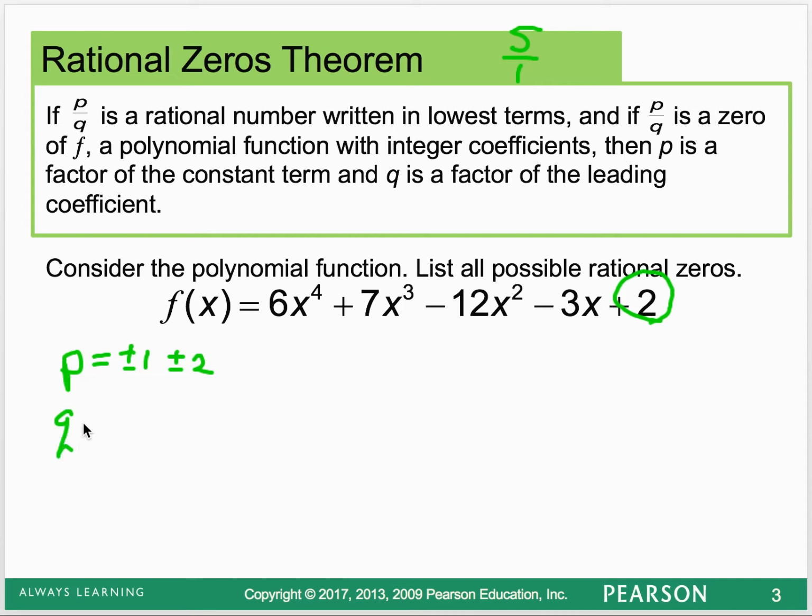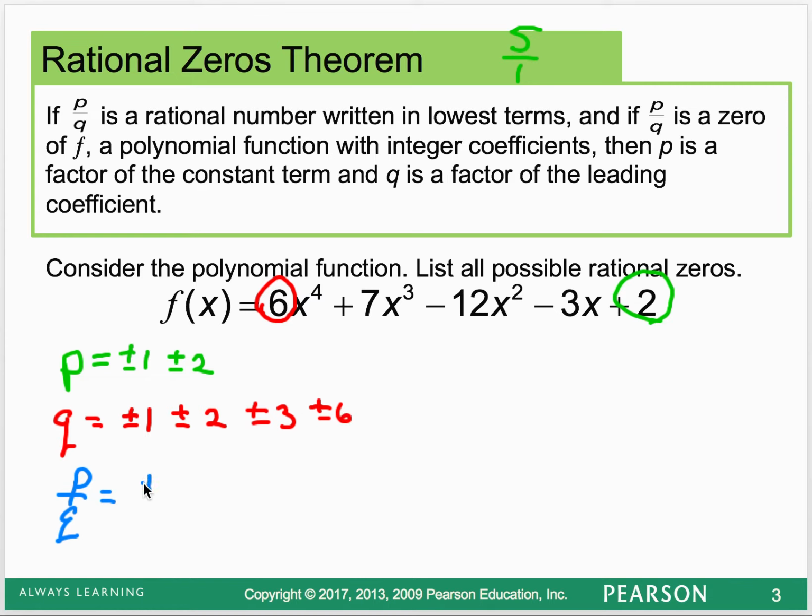Then q has to be a factor, so let's change that just for emphasis. So q has to be a factor of the leading coefficient. So you think of all the factors of 6: 1 goes into 6, 2 does, 3 does, 4 doesn't, 5 doesn't, but 6 does, right? All the factors of 6. So what that means is p over q, the possible solutions or possible zeros, has to be all of these numbers divided by all of these numbers.